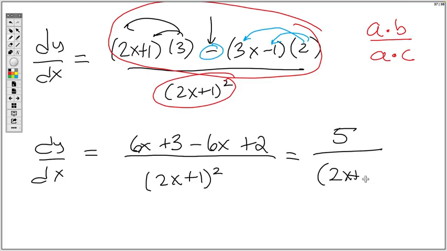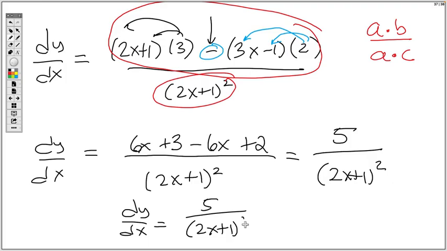There you go. So that's my final answer, dy dx is 5 over the quantity 2x plus 1 squared. Make sense or not, folks?